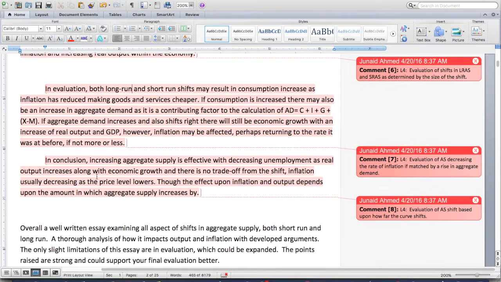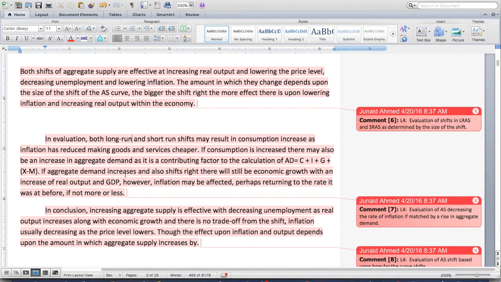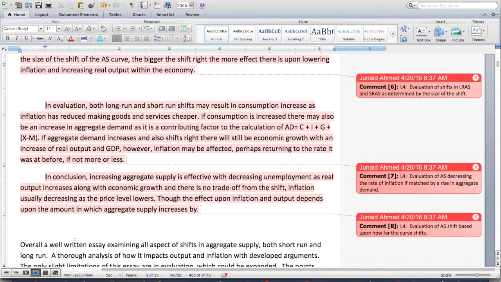In conclusion, increasing aggregate supply is effective with decreasing unemployment as real output increases along with economic growth, and there is no trade-off from the shift, inflation usually decreasing as the price level lowers. Though the effect upon inflation and output depends upon the amount in which aggregate supply increases by. I would also add whether or not aggregate demand changes also. So the evaluation is good, but could be better.